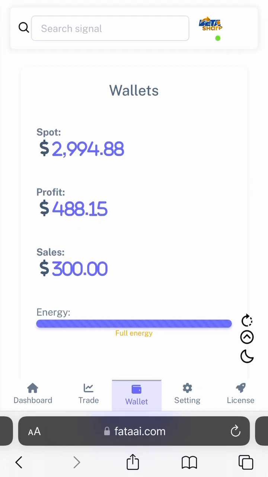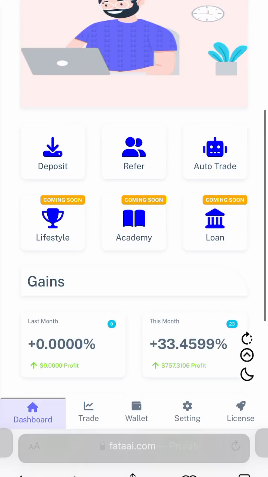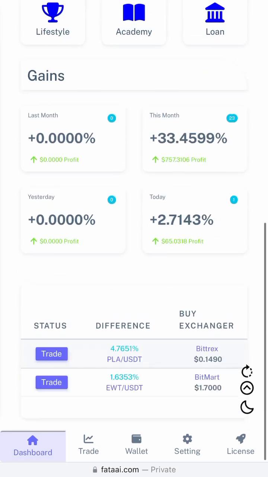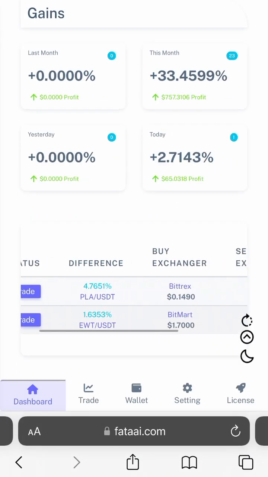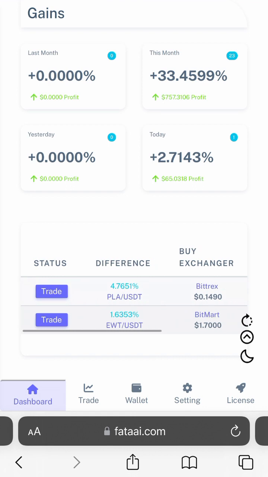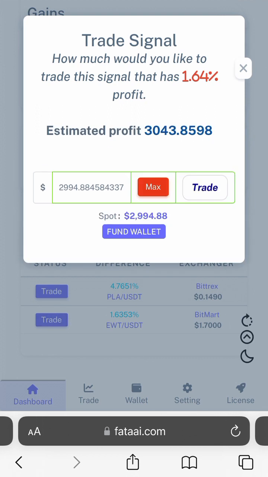Okay, that's it. So let me quickly run this last trade for those that didn't follow me when I was running this trade. You see, this trade, this EWT all over USDT / USDT, then buying in Bitmart and selling in Gate.io. Now, all I just need to do is to do what again? Click on trade. Now, it's asking me how much do you want to trade with. I put max, then everything I have. Then, next thing I need to do is simply click on trade.